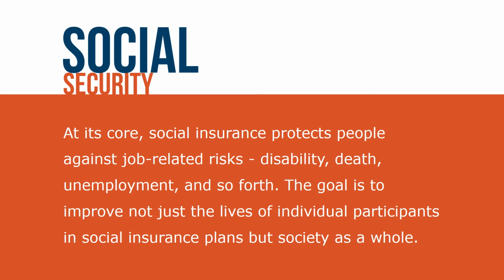The goal of social insurance is to improve not just the lives of individual participants in social insurance plans, but society as a whole. The Social Security Act was one of the first social insurance programs implemented in the United States. President Roosevelt signed it into law in 1935, and it went into effect in 1937. The act created the Old Age and Survivors Insurance (OASI) program. Its purpose was to provide retired workers with a continuous stream of income after their retirement.